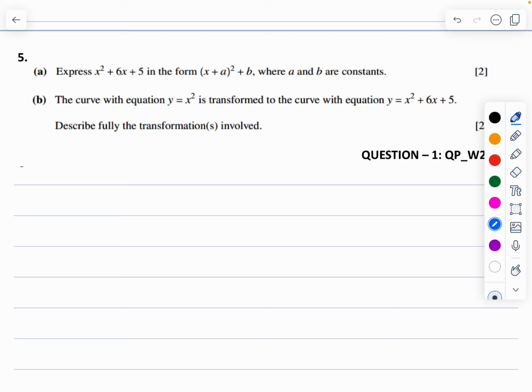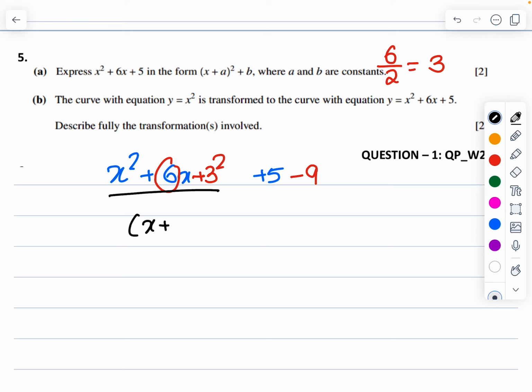Question number 5, completing square. x square plus 6x plus 5. This number is 6. 6 divided by 2, which is 3. So I will be adding 3 square and subtracting 3 square. So this will become x plus 3 whole square. 5 minus 9 is minus 4. That is part A.